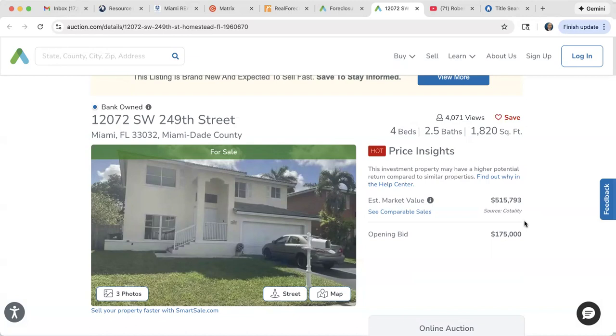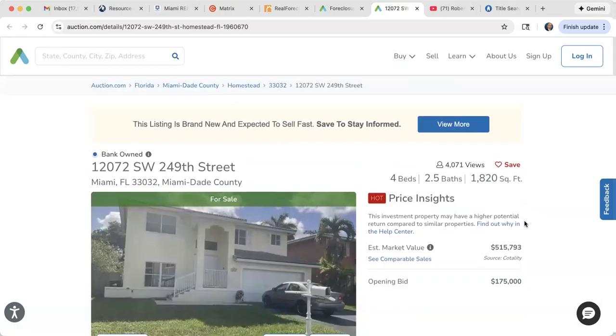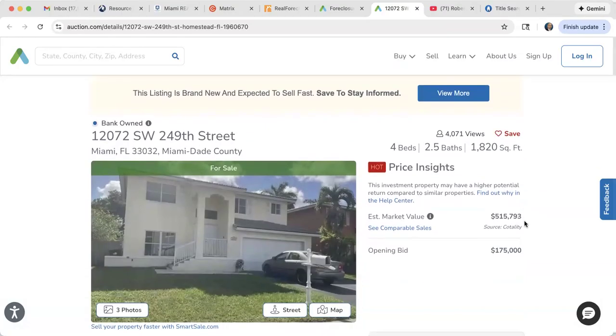The bank could say, you know what, we'll try again in a month. All right, in a week. So it's very important for the investor to at least try and reach the reserve, what the bank considers a fair price to sell the home. All right, guys, learn more about auction.com.